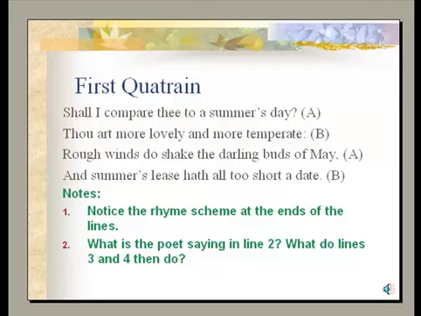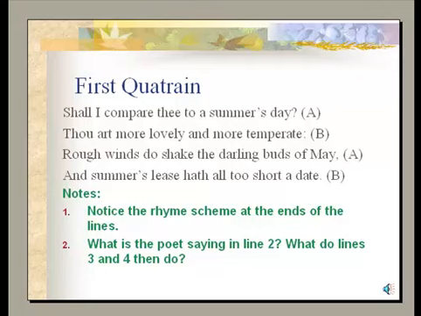And look at the actual wording here. What is the poet saying in line 2? And what do lines 3 and 4 then do? So look at line 2. Thou art more lovely and more temperate. I would say if you don't know what temperate means, to get a dictionary and look it up. This is a good thing to do with any poetry. Temperate means less prone to extremes of hot and cold.